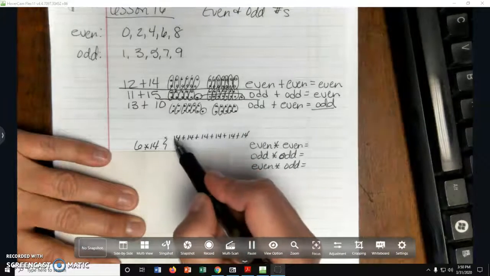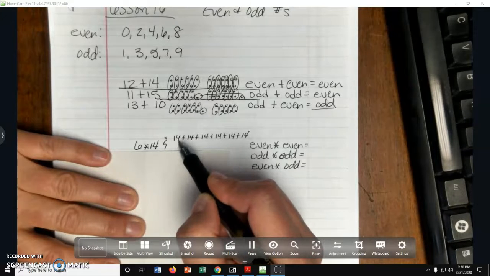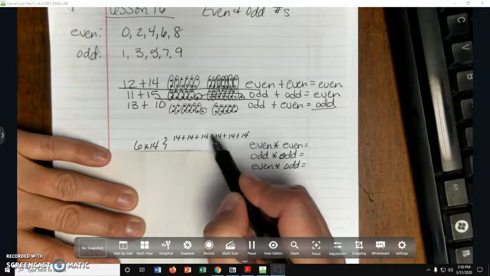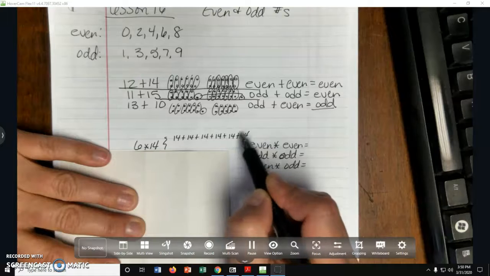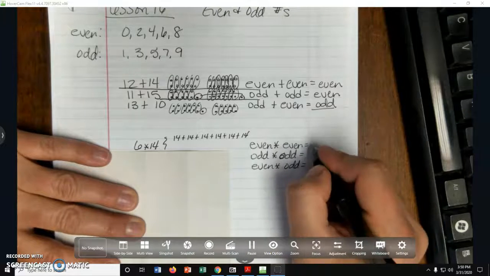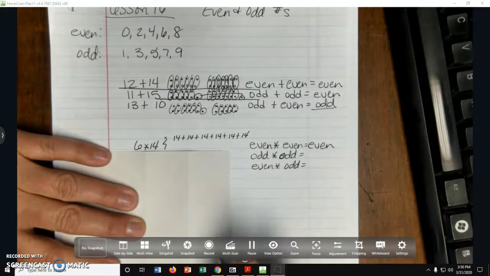Well, this group here, not going to have any left over. Not going to have any left over. Not going to have any left over. None of these groups are going to have any left over, which means they're all going to pair up, leaving us with an even number.